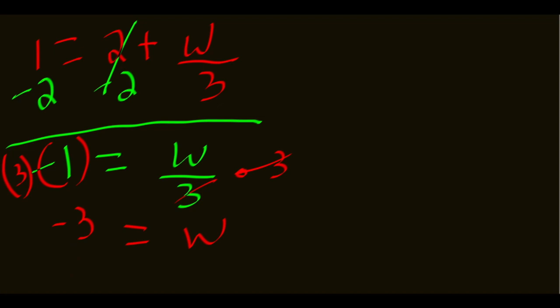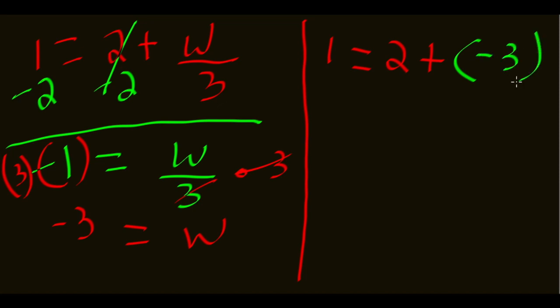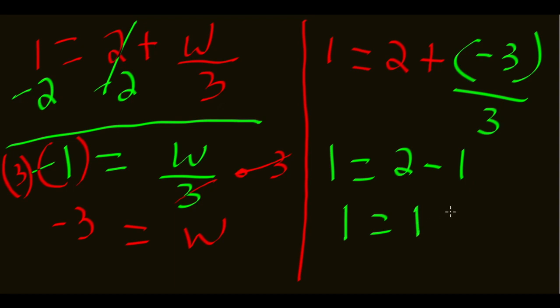Now how do you check to see if you're right? Take your answer and replace it in the original equation. 1 equals 2 plus w, in this case negative 3, over 3. So 1 equals 2. Negative 3 divided by 3 is negative 1 because one number is negative. So 2 minus 1 is 1. So therefore your answer is right.